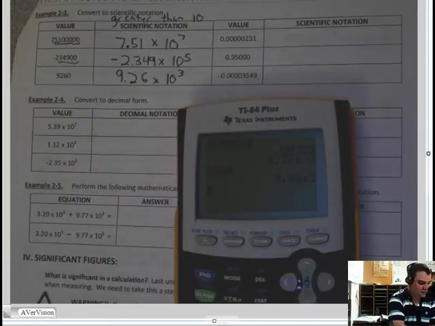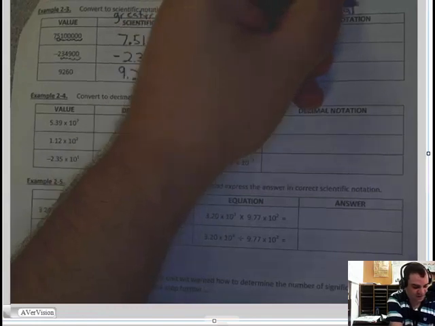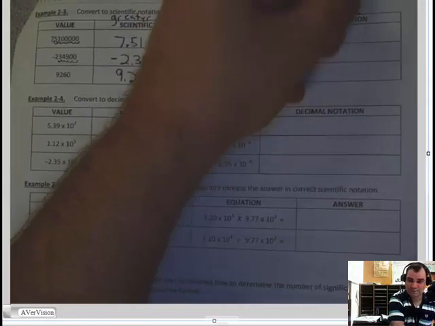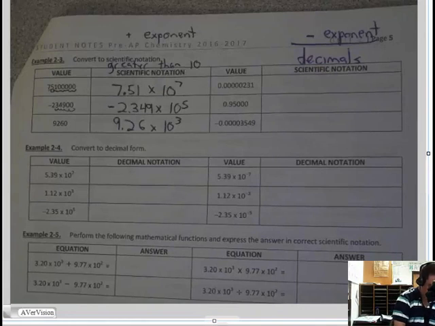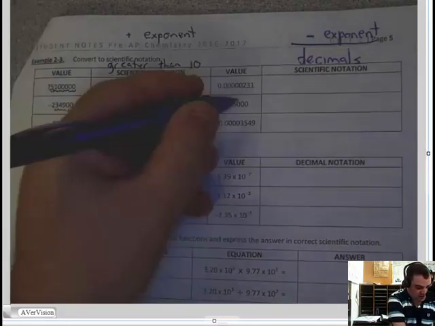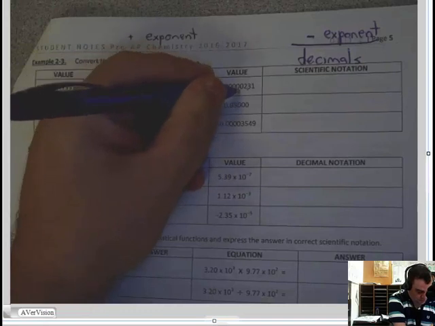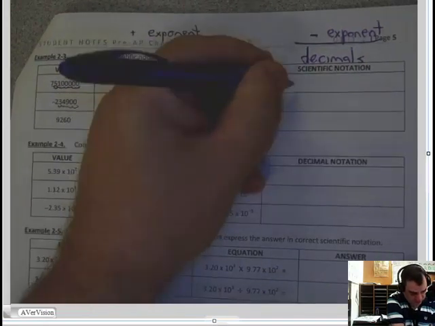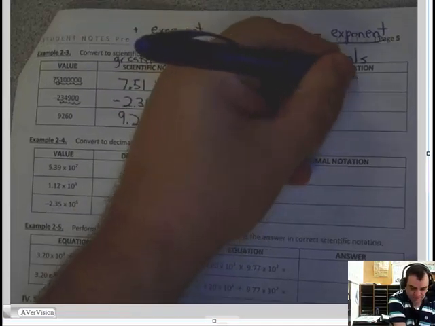Okay. Over here, these are decimals, so you should have a negative exponent. Okay. So now we're trying to place the decimal point here. 1, 2, 3, 4, 5, 6. 2.31 times 10 to the negative 6.